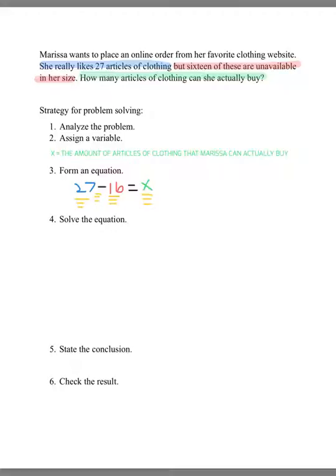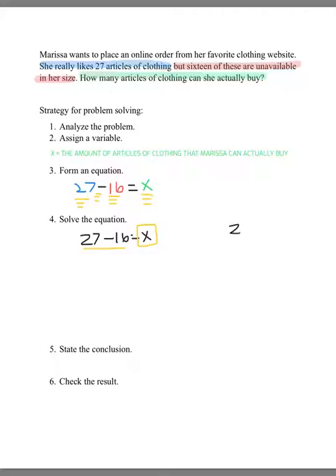So now let's go ahead and solve the equation. Again, when solving an equation, you want to start off with the original equation found in step 3. So 27 minus 16 is equal to x. All we need to do in this problem is simplify the left-hand side of the equation, 27 minus 16. That is, of course, because our x variable is already completely isolated on the right-hand side. So let's go ahead and do so.